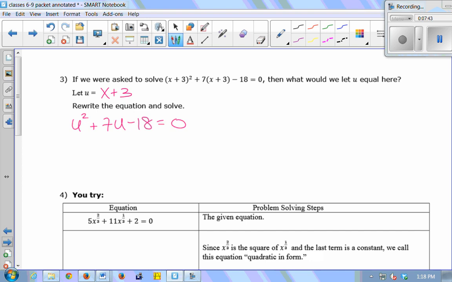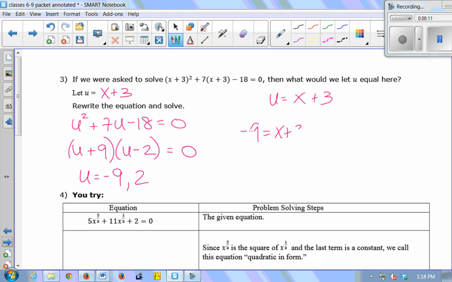Does that factor? Yeah, 9 and 2. U plus 9, u minus 2. So u equals negative 9 or 2, right? But I'm not done. I have to go back and figure out what the x's are. I know what the u's are. I need to figure out what the x's are. And I know that u equals x plus 3. So I replace u with a negative 9, and I replace u with a 2, and I solve both of them. So I get x equals negative 12 or x equals negative 1.